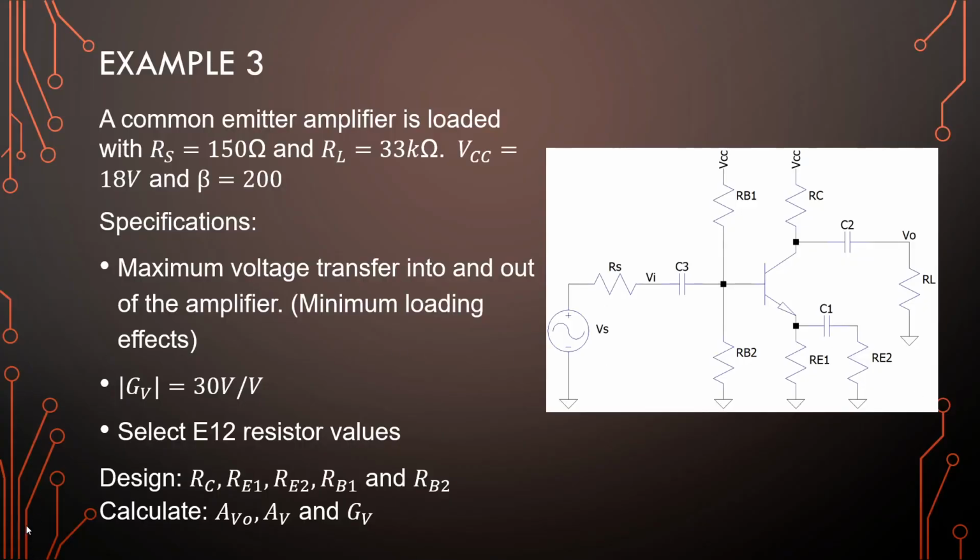Right, our last and final example here asks us to design for maximum voltage transfer into and out of an amplifier with a specific gain. So it's very similar to the first problem and the second problem, and this time the assumption that we wanted to make in the previous one with the base resistors will actually work out.